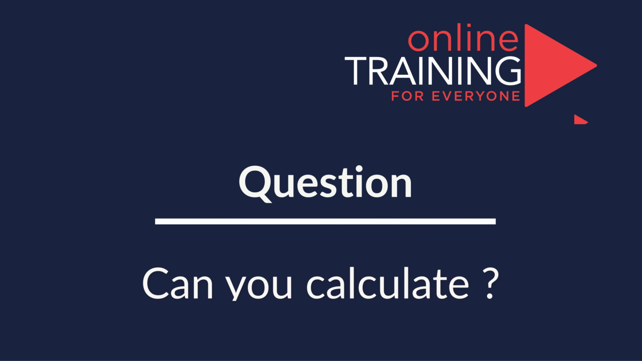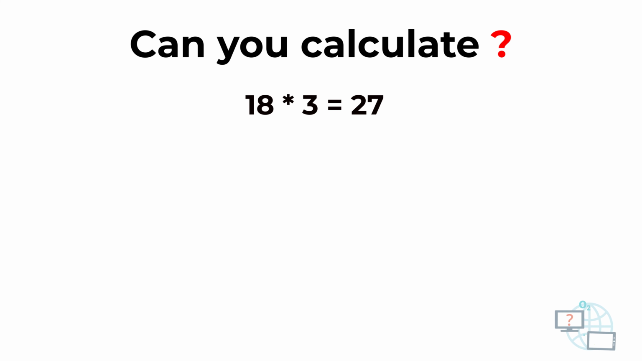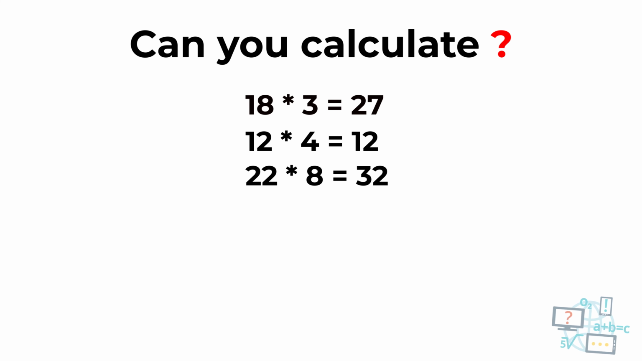Here's an interesting problem from the real test. You're presented with 3 full expressions. 18 by 3 equals 27. 12 by 4 equals 12. 22 multiplied by 8 equals 32. And you need to calculate the missing number in the expression 13 multiplied by 9.